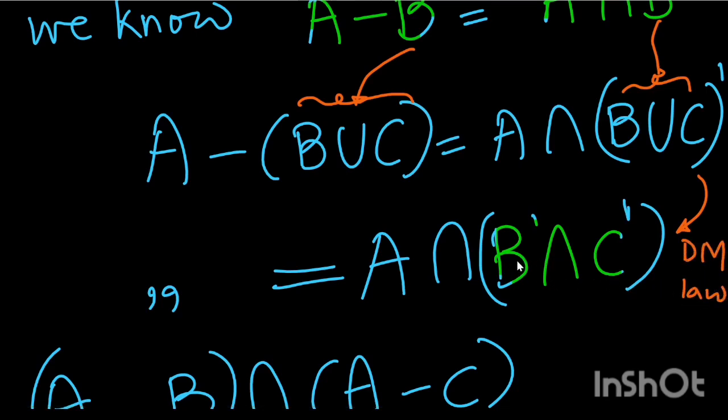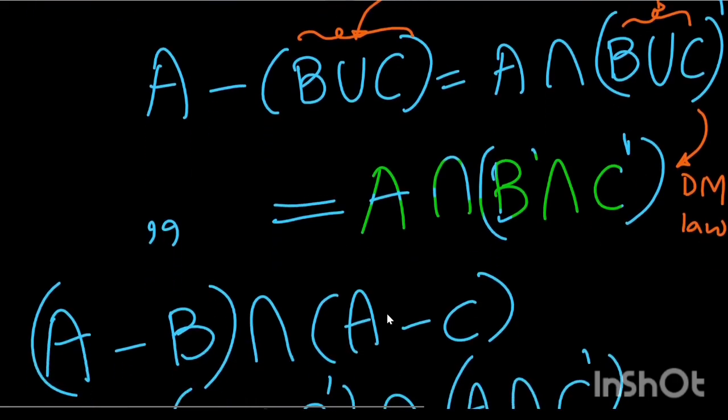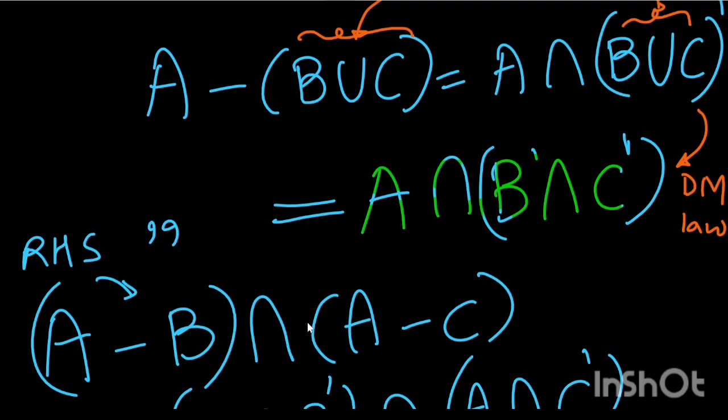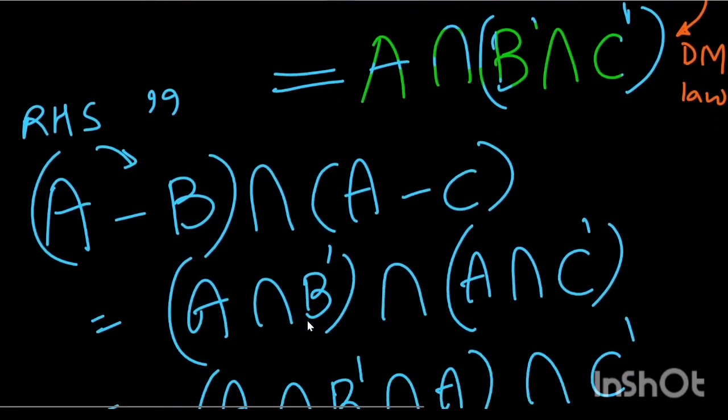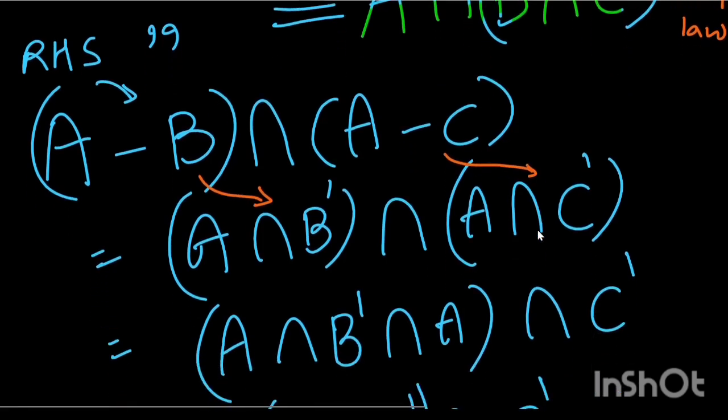Okay, now here, let's say this is the end of LHS. So this is LHS. Now we will see RHS. So this is RHS now, which was (A minus B) intersection (A minus C). So A minus B, as usual, using the formula, we can write it as A intersection B dash, and A minus C we can write as A intersection C dash.